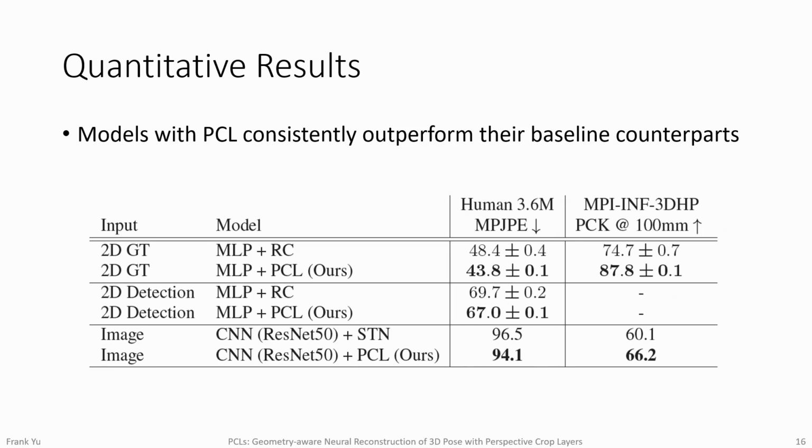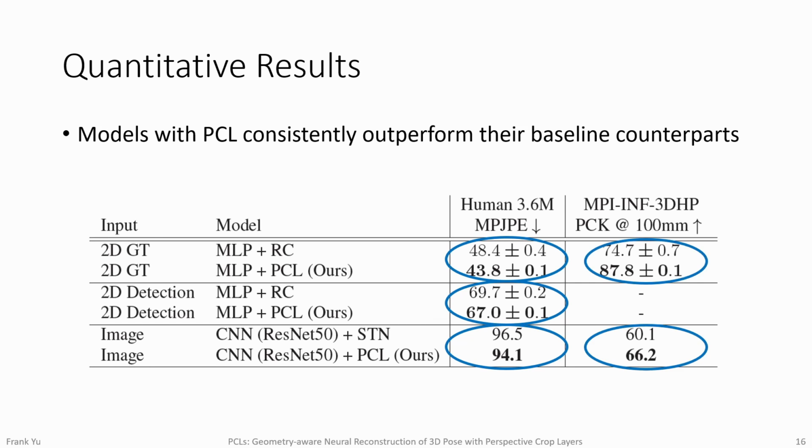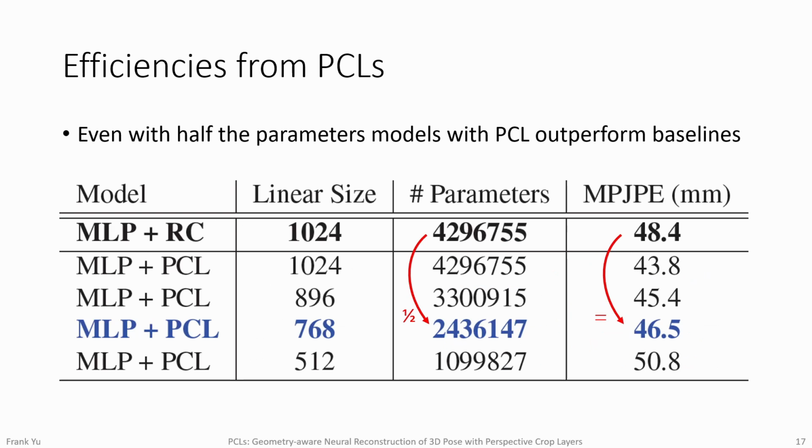The improvements we see in the previous qualitative results are reflective of the overall improvement across all datasets, input modalities, and models that we test. It holds for 2D ground truth as input, noisy 2D detections, and for CNNs operating on images, and is consistent across all datasets. Along with directly comparing the performance of PCLs against baselines, we also analyze the efficiency that comes from using PCLs. The improvement brought about by PCL is as much as doubling the neural network parameters from 20,000 to 40,000.